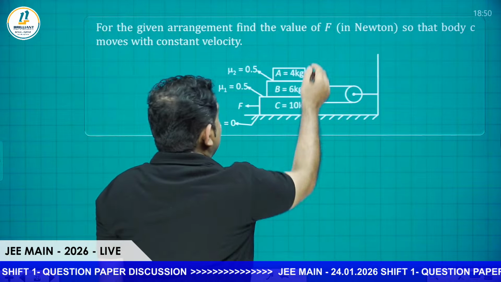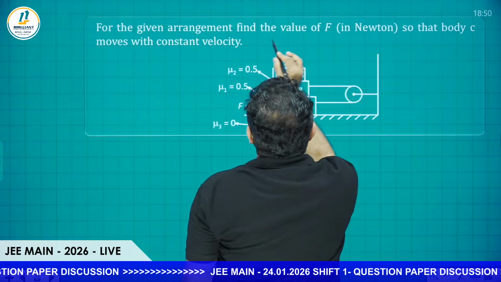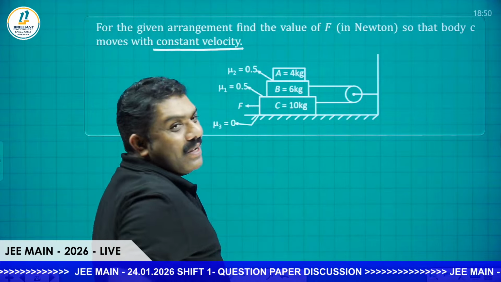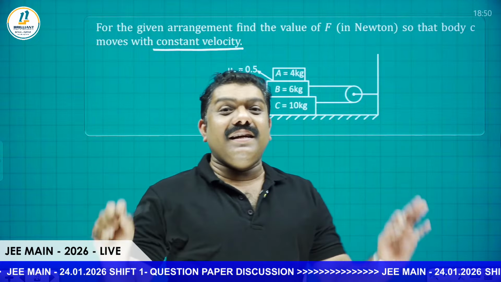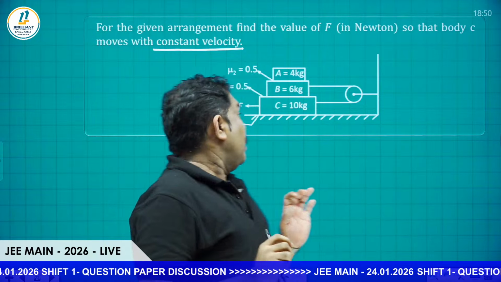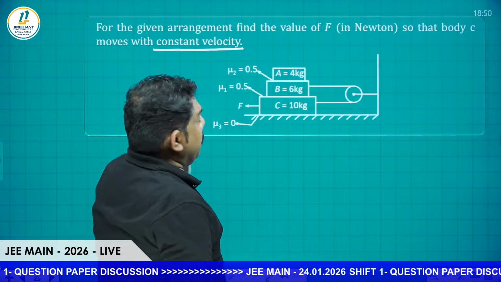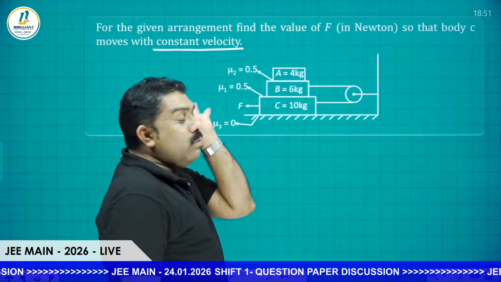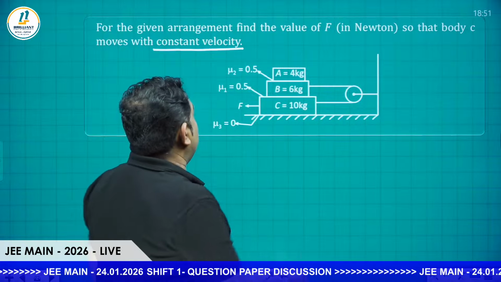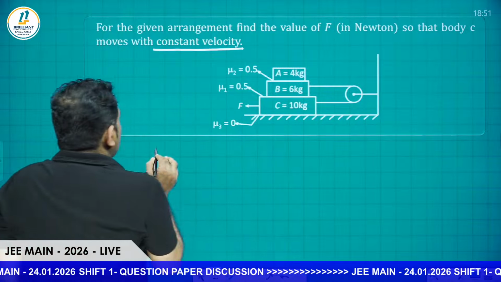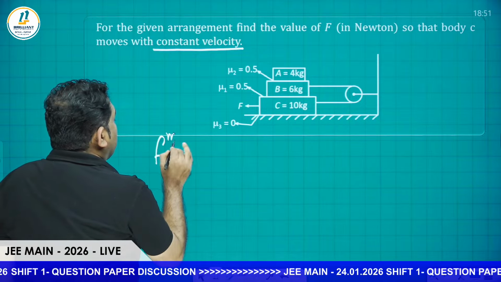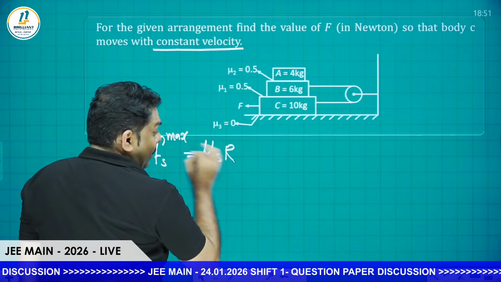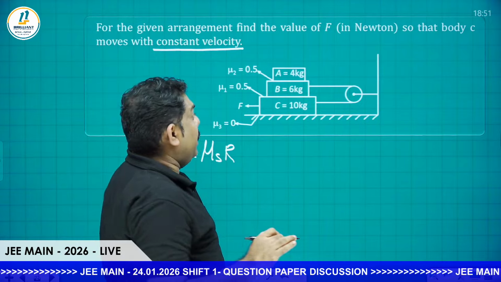Look, here they are saying it is moving with the constant velocity. Constant velocity means the net force will be 0. So I'm considering only the block B. On this block B, what are the forces acting? First of all, there will be friction because the mu value is given. So what is the maximum friction here? Fs max is equal to mu s into R. But R equal to mg.